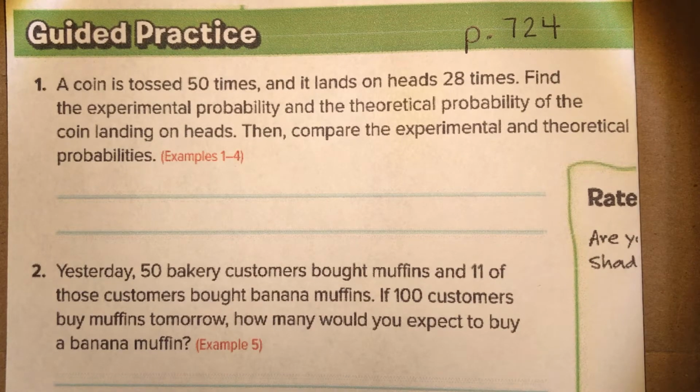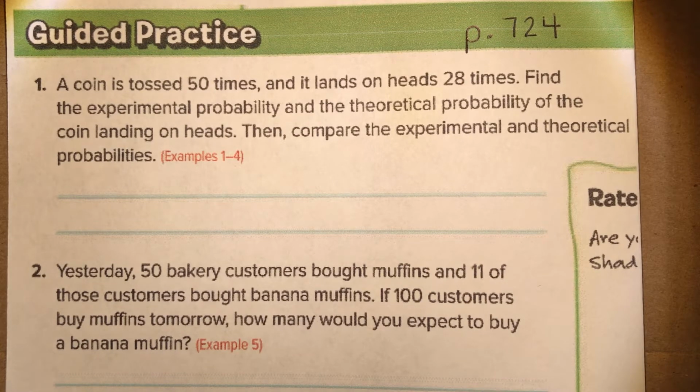All right, this is lesson 2, and it's talking about experimental and theoretical probability. I would turn to page 724 in your workbook, and then you could go ahead and solve this with me. It says a coin is tossed 50 times and it lands on heads 28 times. Find the experimental probability and the theoretical probability of the coin landing on heads.